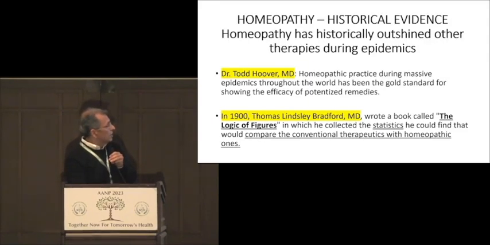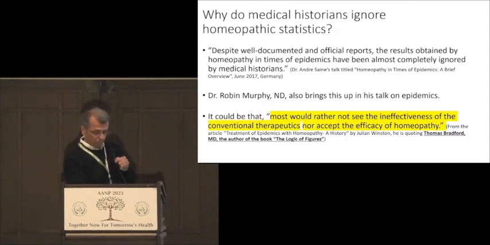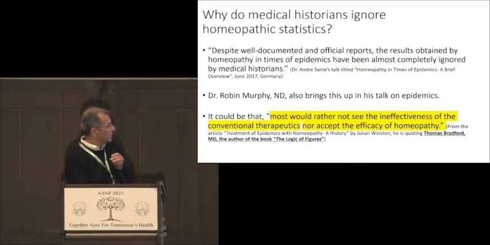So we have historical evidence, lots of historical evidence. You can refer to this book. This is probably the best book I could find on the subject of historical evidence that shows the effectiveness of homeopathy as compared to other treatments. Why do medical historians ignore homeopathic statistics? Dr. Bradford, in his book here, basically says perhaps the reason is that most would rather not see the ineffectiveness of conventional therapeutics, nor affect the efficacy of homeopathy when it comes to epidemics and pandemics. And I think that kind of wraps it up.